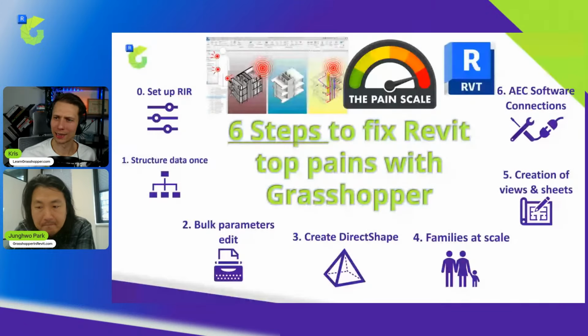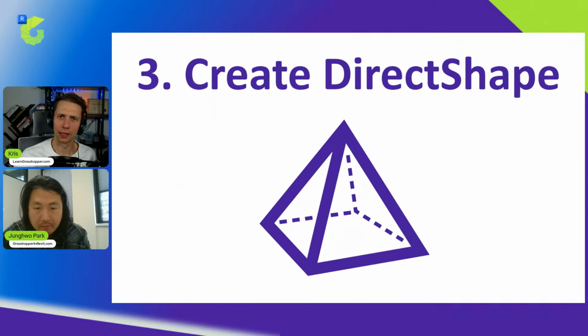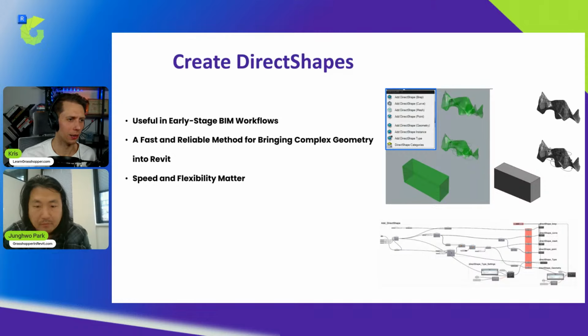Yeah, cool. All right, let's go to the next examples from our list. So we went through structuring the data and bulk editing of the parameters. Let's go to the next topic, and the next one was about direct shape. Direct shapes are really useful for early stage work. So maybe you can introduce, for some Revit users who don't know, what a direct shape is.